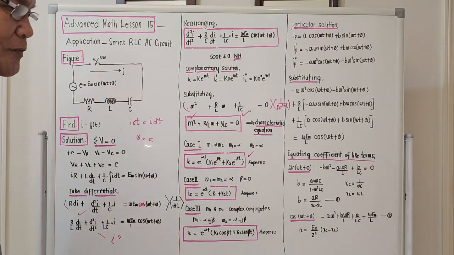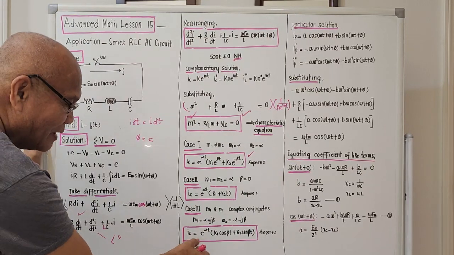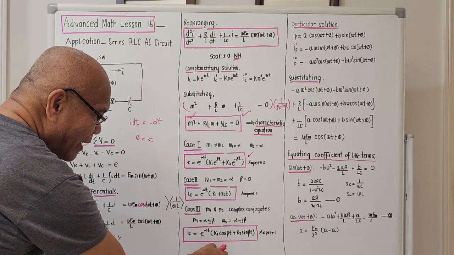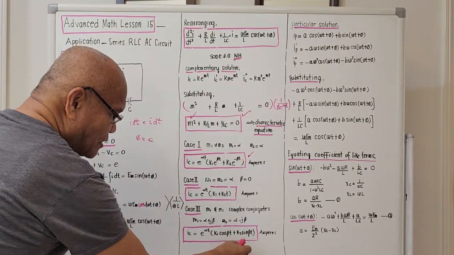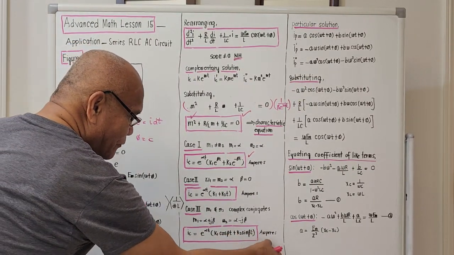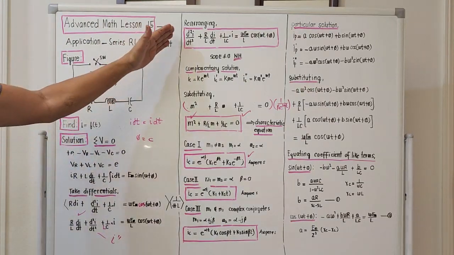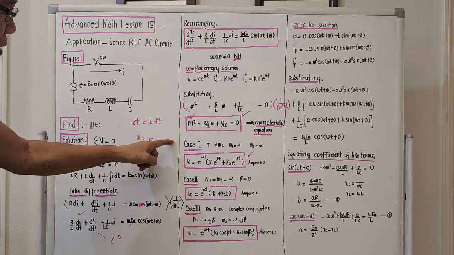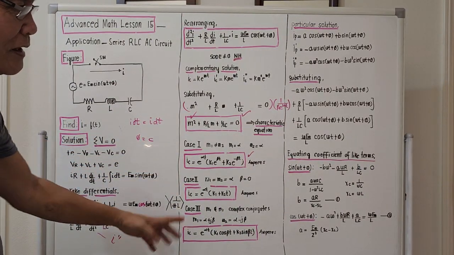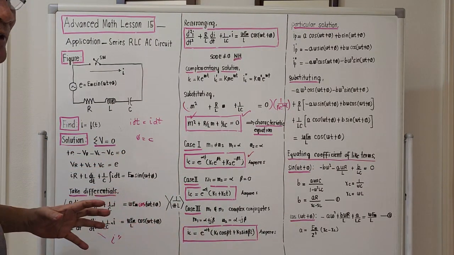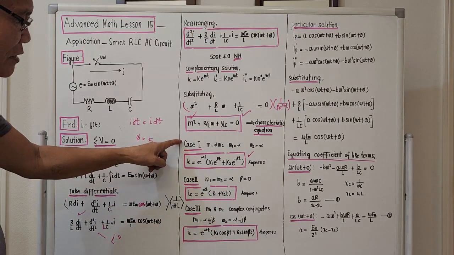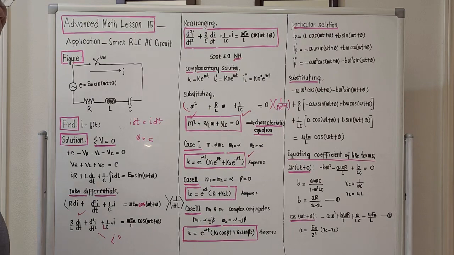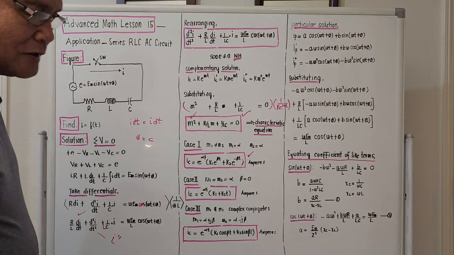So the total complementary solution will be this one. E raised to alpha t times the quantity k1 cosine of beta t plus k2 sine of beta t, close quantity, amperes. So for the complementary solution, there are 3 possible cases: case 1, case 2, and case 3. Later on the total general solution, we will try to consolidate case 1, case 2, and case 3, including the required particular solution. Okay, let's proceed with the particular solution.